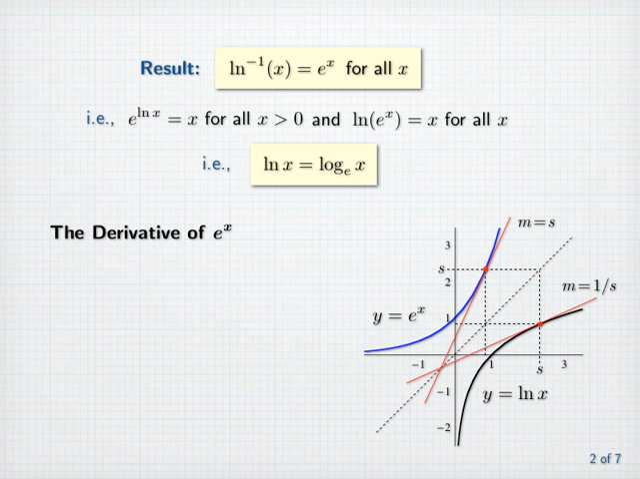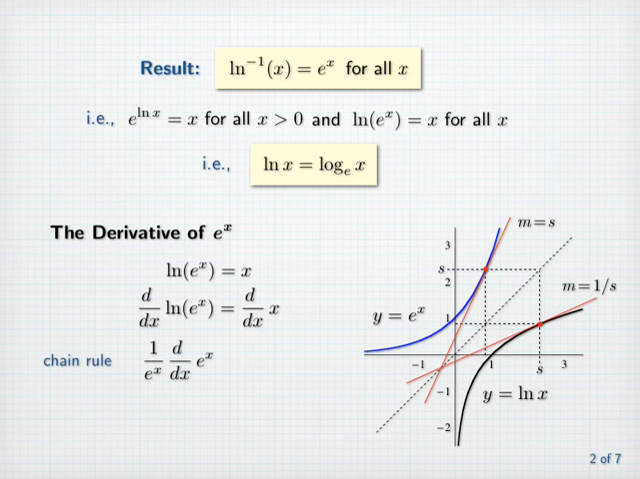Now let's give a different, simpler derivation of that fact. We'll first write natural log of e to the x equals x, and then differentiate each side with respect to x. Using the chain rule on the left side and the fact that the derivative of the natural log of x is 1 over x gives us 1 over e to the x times the derivative of the inside function e to the x. On the right side, we have dx/dx equals 1. So we just multiply by e to the x, and we have the derivative of e to the x with respect to x equals e to the x. So the base e exponential function is its own derivative.